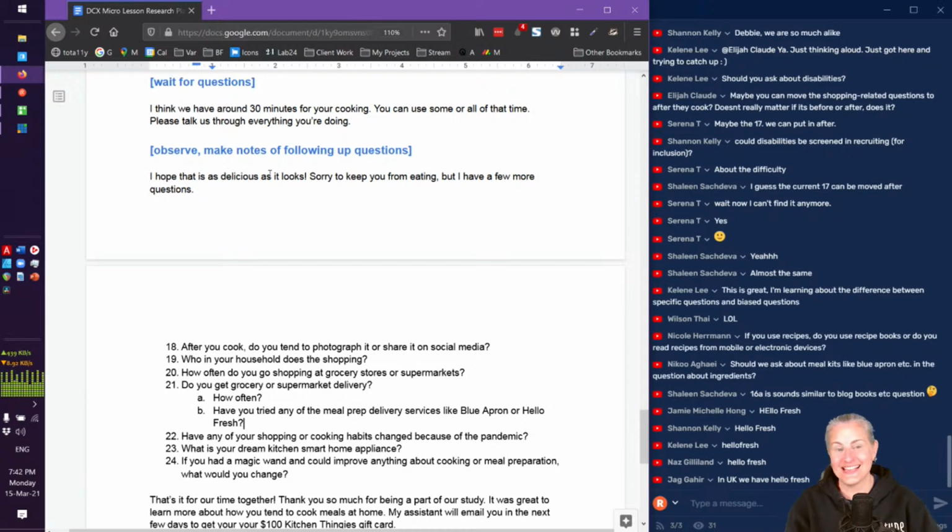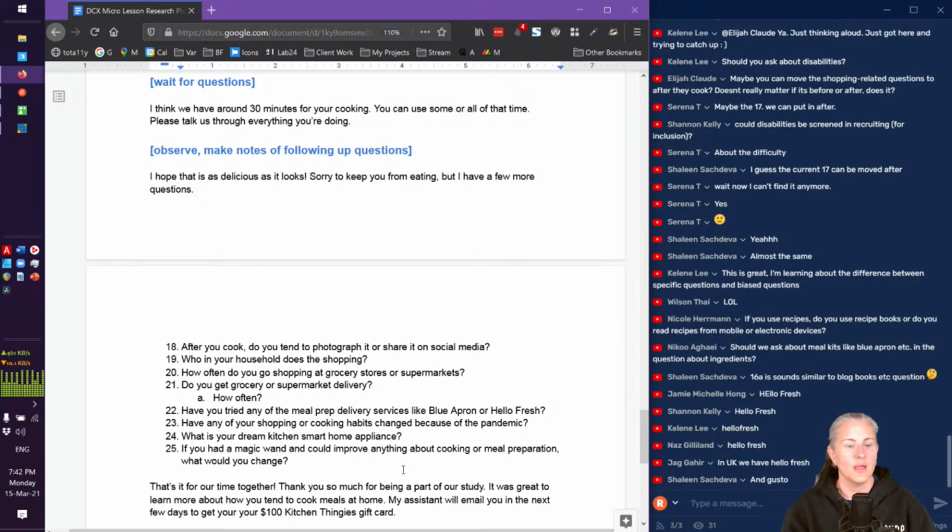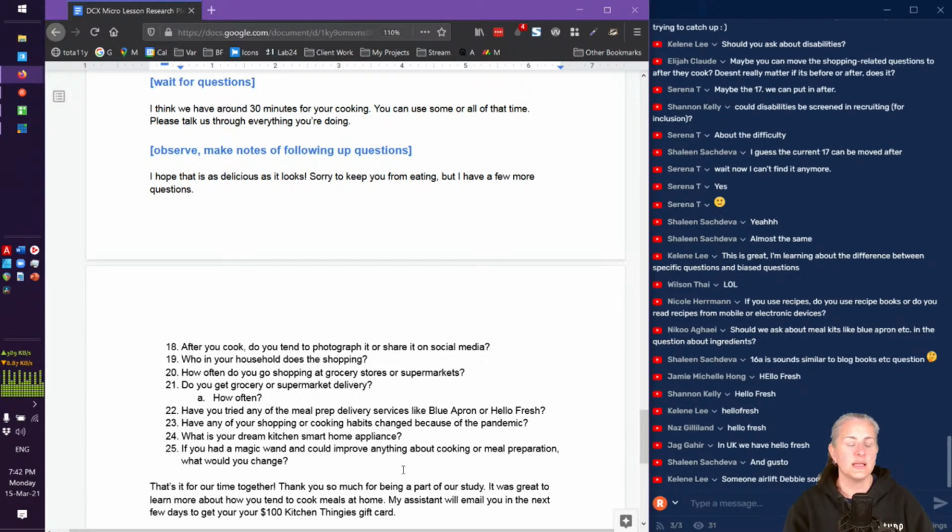Okay, I hope that's as delicious as it looks. After you cook, do you tend to photograph it or share it on social media? Who in your household does the shopping? How often do you go shopping at grocery stores or supermarkets? Do you get grocery or supermarket delivery? How often? Have you tried any of the meal prep delivery services like Blue Apron or HelloFresh? Have any of your shopping or cooking habits changed because of the pandemic? What is your dream kitchen smart home appliance? And if you had a magic wand and could improve anything about cooking or meal preparation, what would you change?